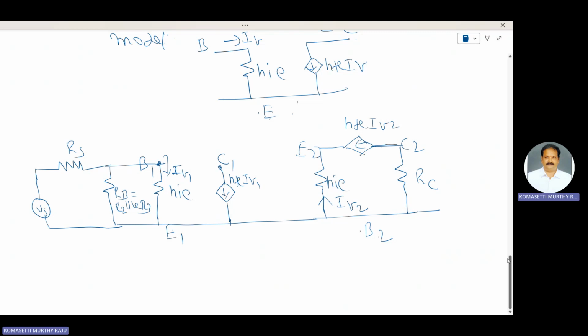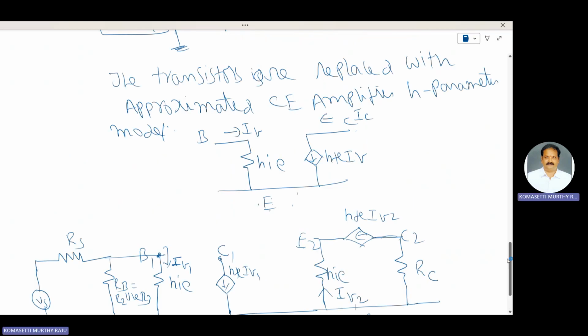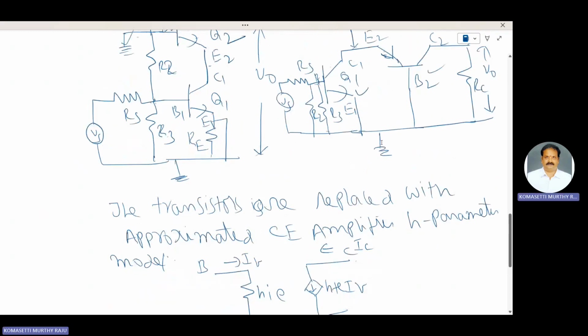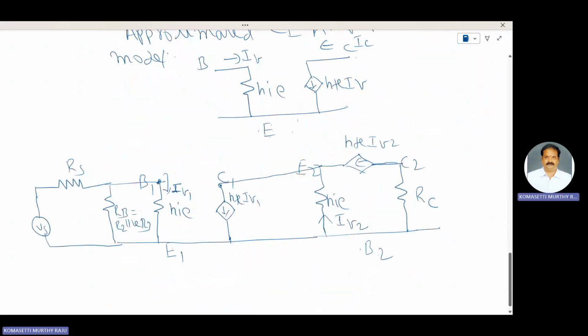One more connection: C1 and E2 are directly coupled to each other, a direct coupling mechanism. This one is ground. These two transistors are replaced with the approximated H parameter model.